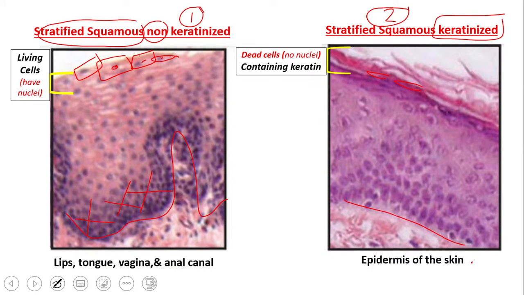This is the epidermis of our skin. So the epidermis of the skin is stratified squamous keratinized epithelium. How about the stratified squamous non-keratinized? This is the one found at the lips, tongue, vagina, and anal canal. As they try to contact with the skin, that's stratified squamous non-keratinized, and then as you go to the skin, it becomes keratinized.